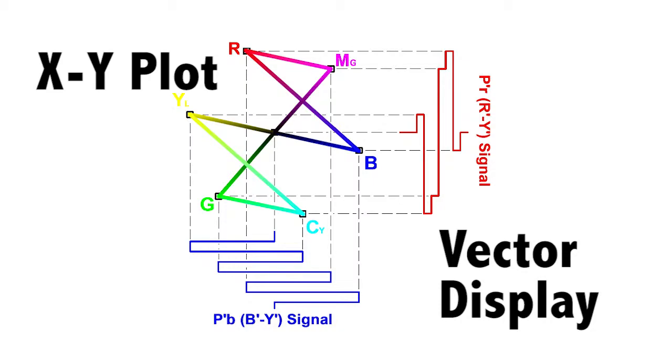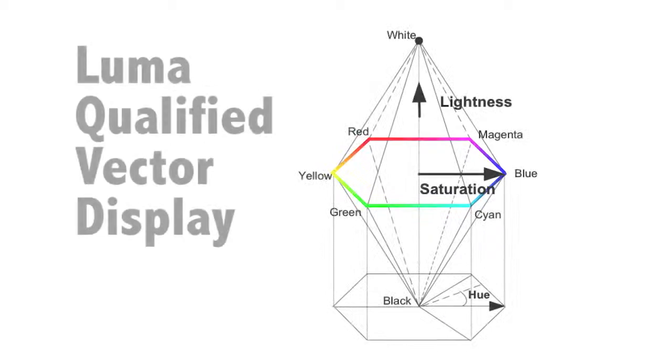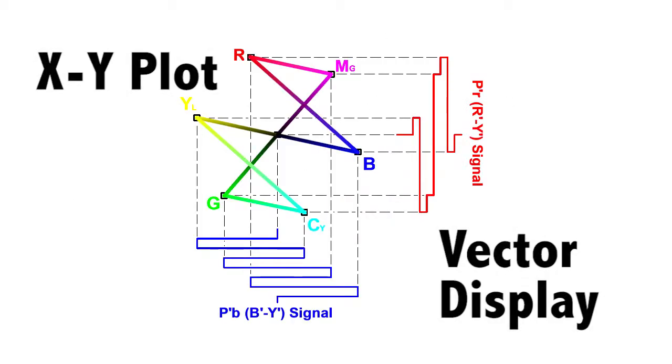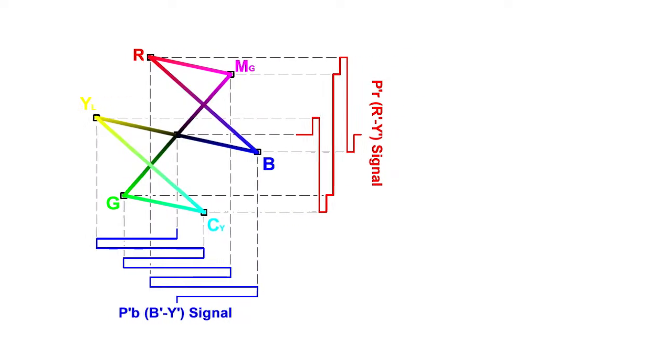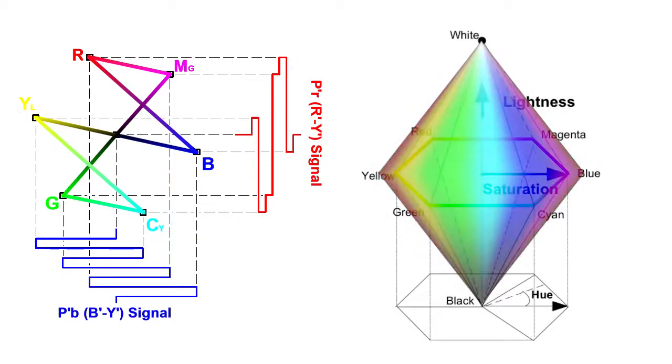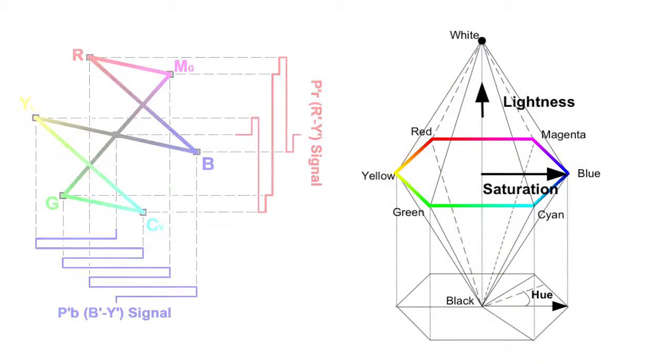The traditional vector display has been enhanced by Tektronix in the patented Luma qualified vector display. The vector display is an XY plot of color difference components PB and PR, and the Luma signal occurs along the vertical axis in the center of the display. This XY plot makes it difficult to interpret the changes to the Luma signal within the traditional vector display.